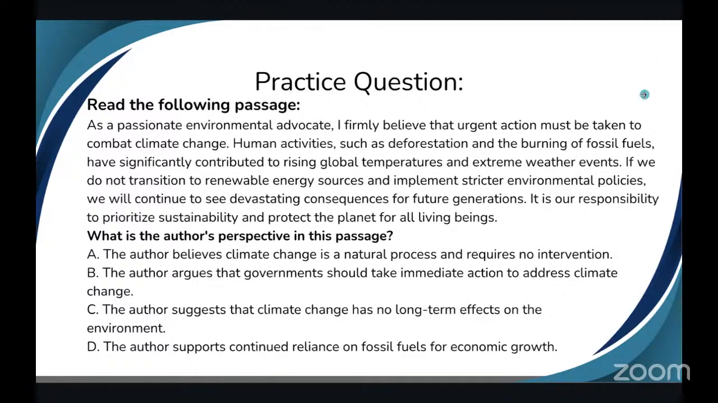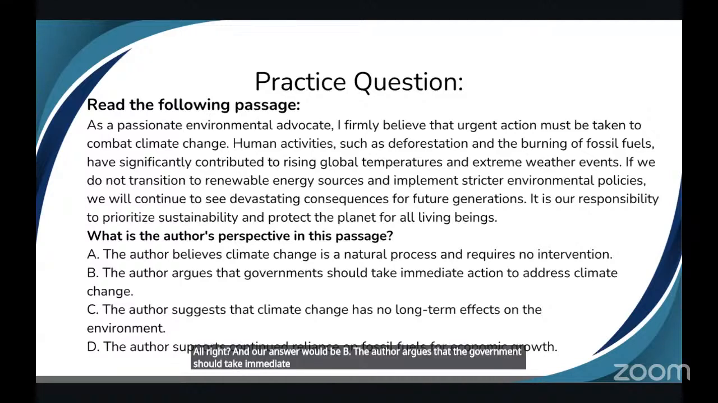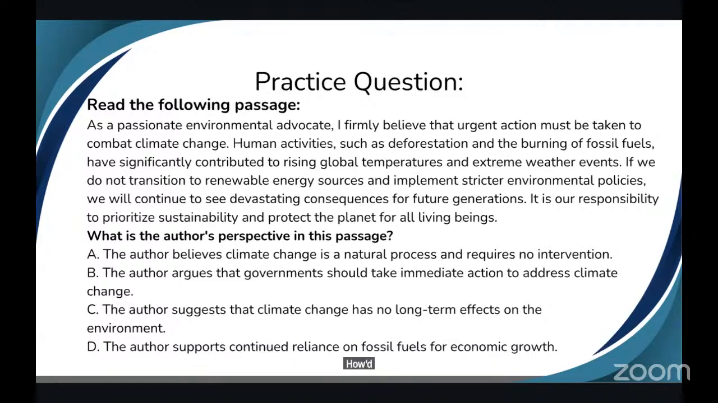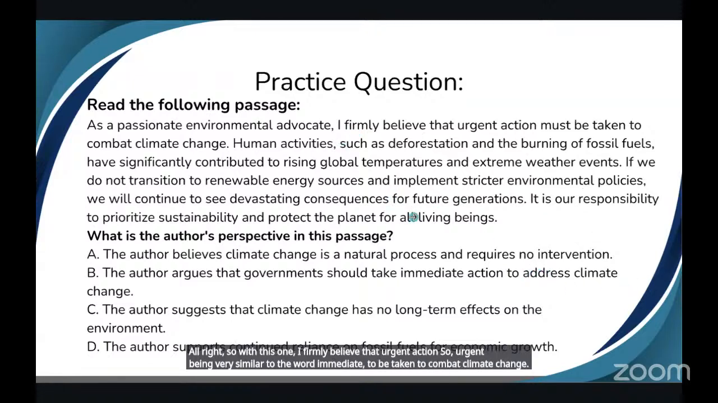All right. And our answer would be B. The author argues that the government should take immediate action to address climate change. How'd we do? Any questions? All right, so with this one, I firmly believe that urgent action, so urgent being very similar to the word immediate, to be taken to combat climate change, to address climate change. So we're just looking at a change of wording there.